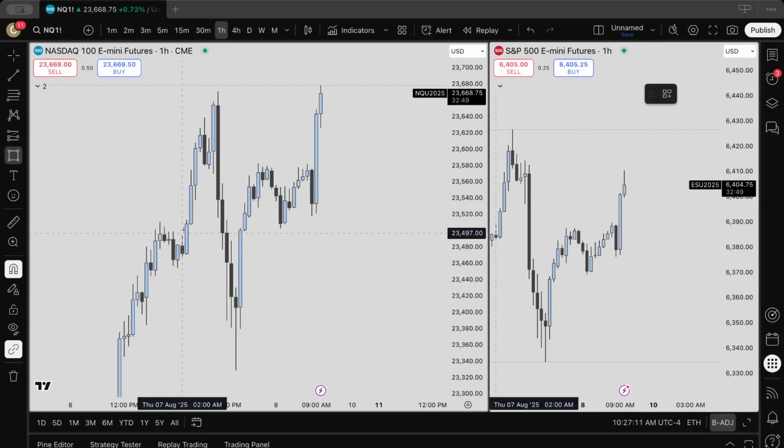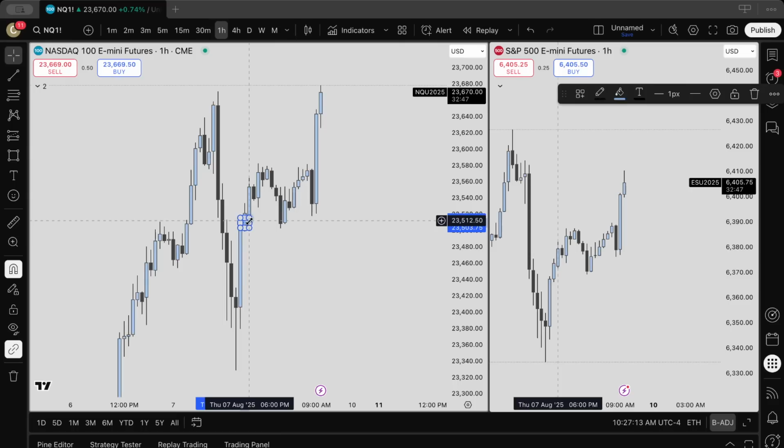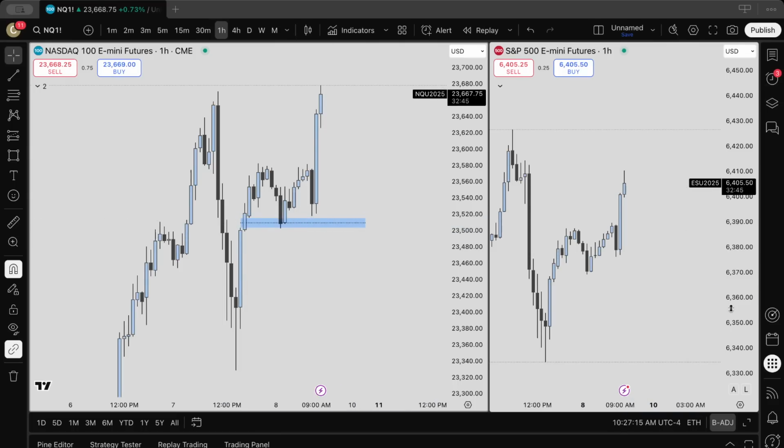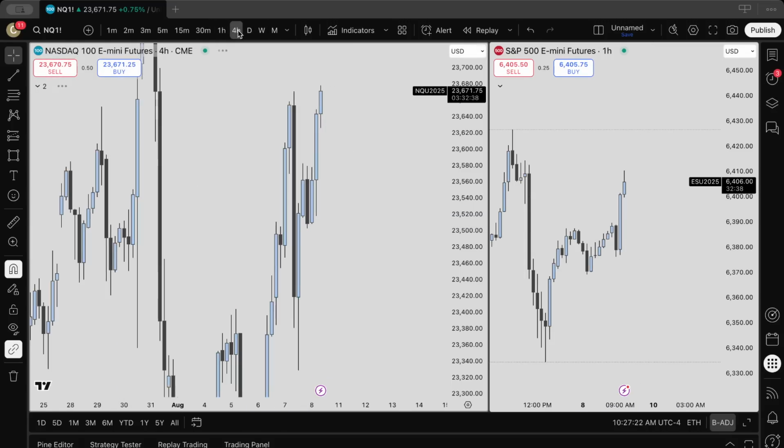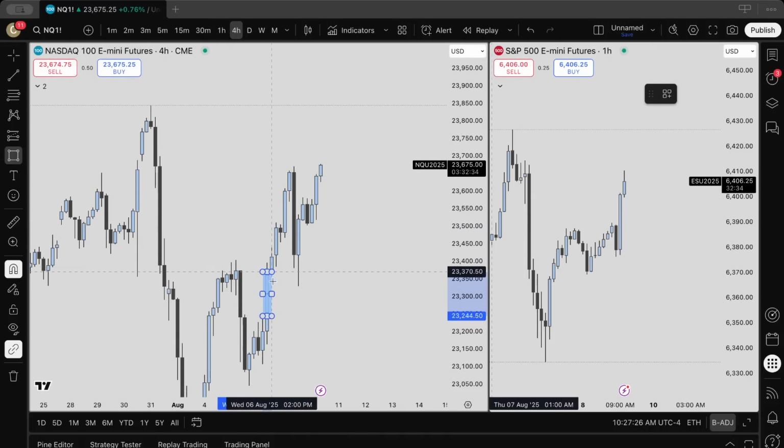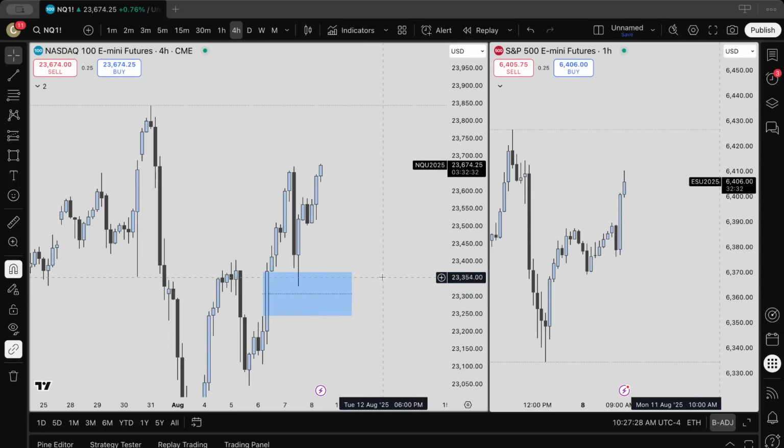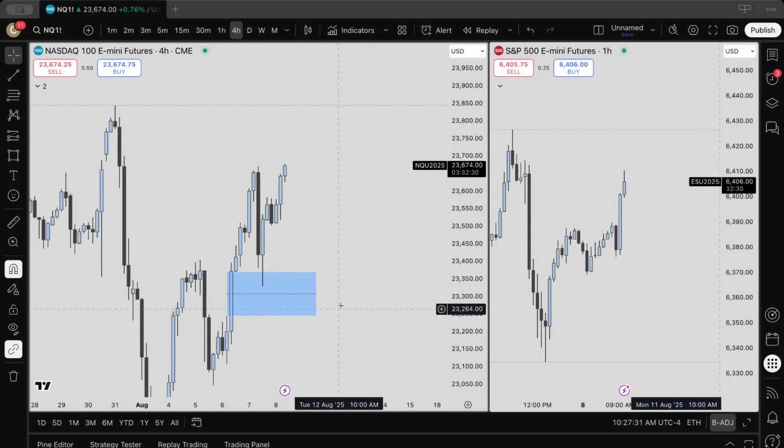We also see that we clearly respected this hourly bullish gap on both ES and the NASDAQ, as you can see. And on the 4-hour, forgot to show you, look at this respect right here. We clearly respected this bullish fair value gap right here. So I was just extremely bullish. This is a beautiful reaction out of this bullish gap.